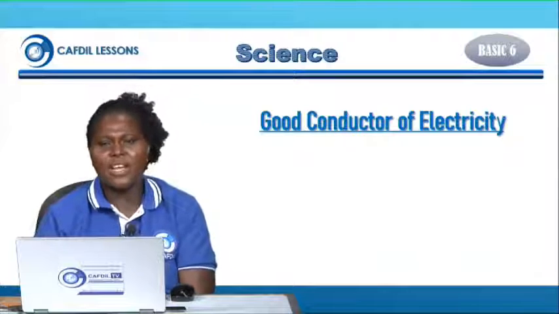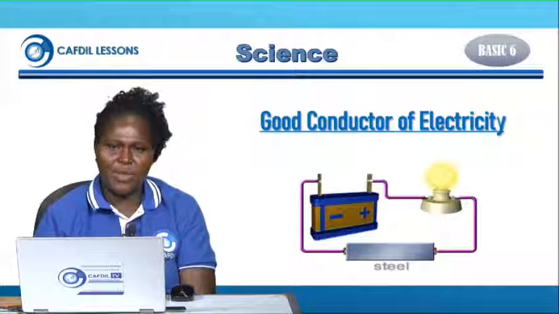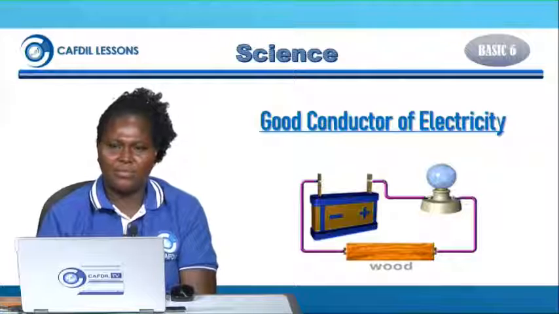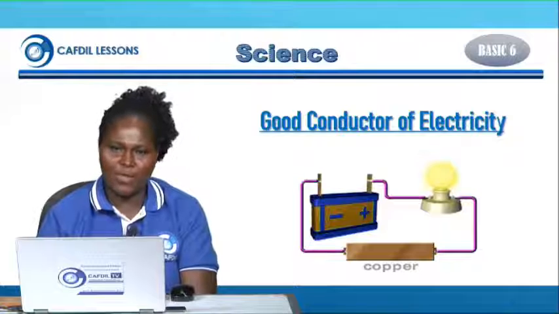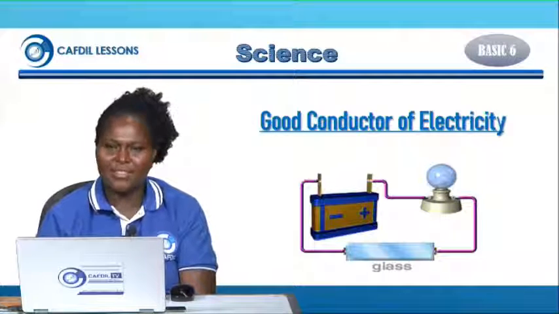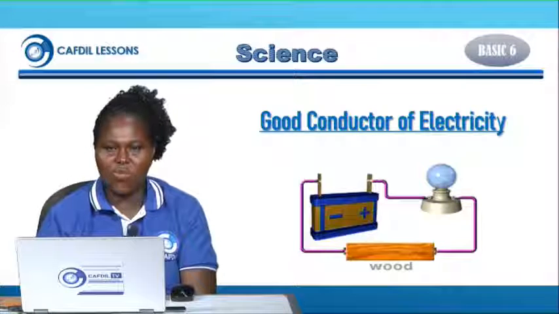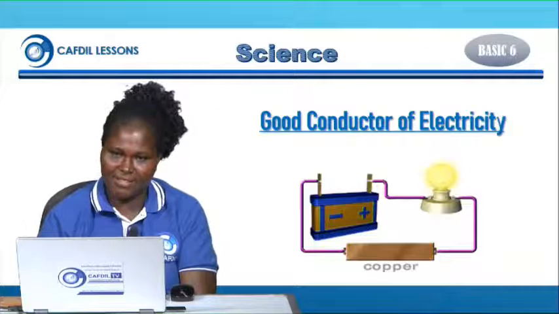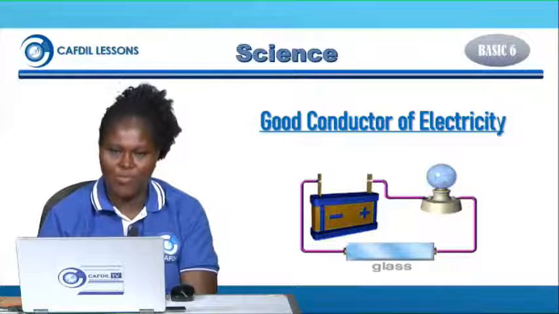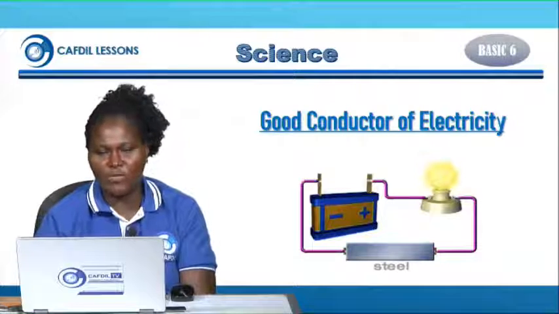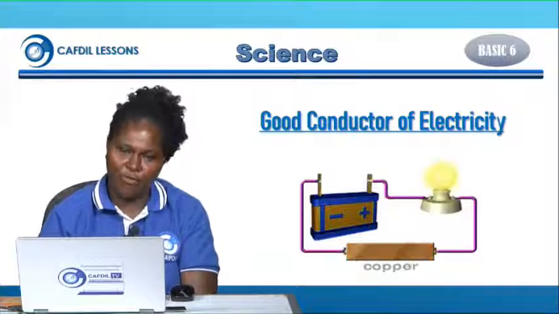What do we mean by good conductor of electricity? Now let's look at this video. Now we have steel, metal, we have wood, we have copper. So let's look at it. With the copper, with the glass, no lights. With the steel, there is lights. And with the wood, no lights. The light is off. And with the copper, the light is on. With the glass, the light is off. Steel light is on. Wood light is off.